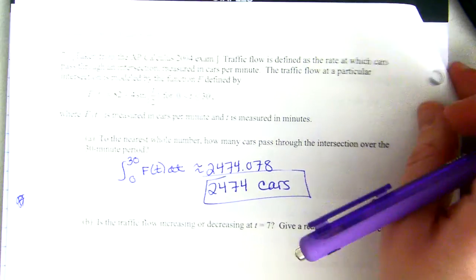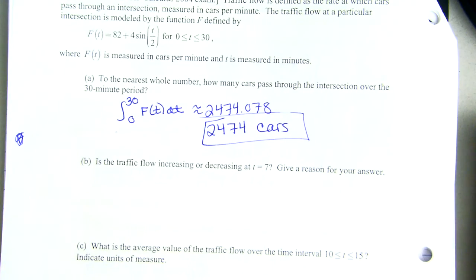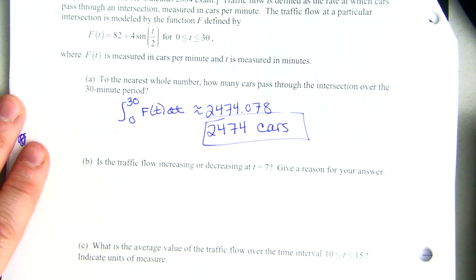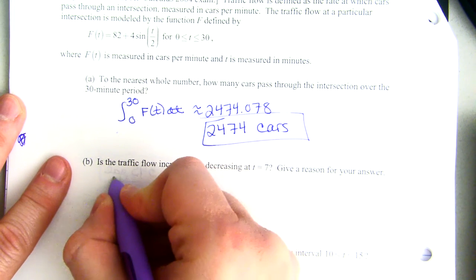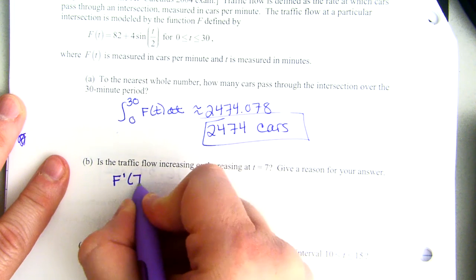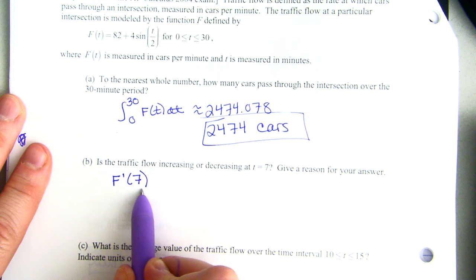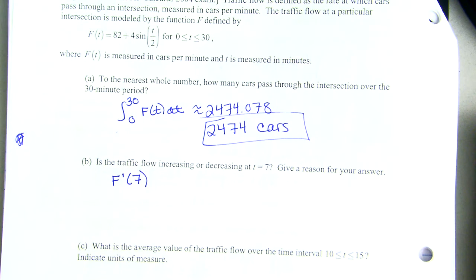Now, is traffic flow increasing or decreasing? Again, I kind of keep going back to the COVID stuff. The number of cases is still going up, but is it going up at an increasing rate or a decreasing rate? Is the rate that I gave you, is that f of t increasing or decreasing? Well, to do that, we have to look at the derivative. Specifically, we're going to look at the derivative at 7. You need to show work for this, and by work, I mean you need to write out f prime of 7. Now go to the calculator, use the n-deriv feature, and tell me what f prime of 7 is.